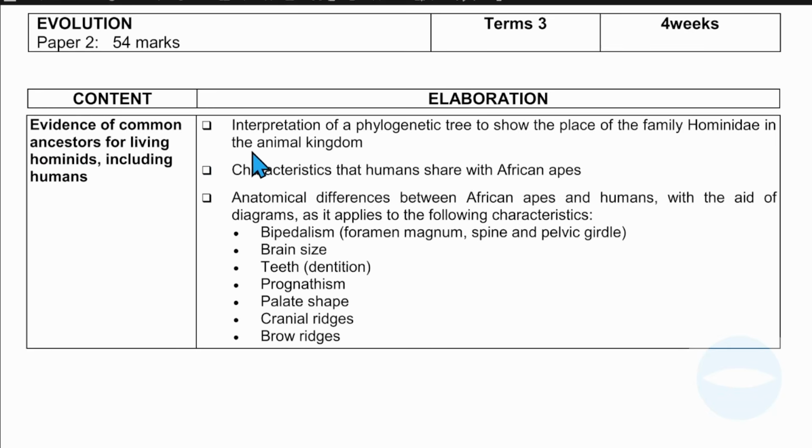What I will be looking at is the interpretation of the phylogenetic tree to show the place of a female hominid in the animal kingdom, and then I will also explain the characteristics that humans share with African apes, and the anatomical differences between African apes and humans in terms of bipedalism, brain size, teeth or dentition, prognathism, palate shape, cranial ridges, and the brow ridges. So this is the content of this video. Without wasting more time, let's get to it.